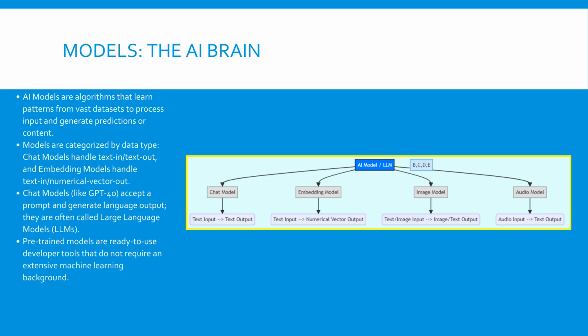We also have specialized models, like the image model, which can process visual inputs and generate text or new images, and the audio model for tasks like converting speech to text, known as transcription. Spring AI provides abstractions like chat model and embedding model to interact seamlessly with all these different specialized AI brains. Remember that choosing the right model type depends entirely on your specific application use case.